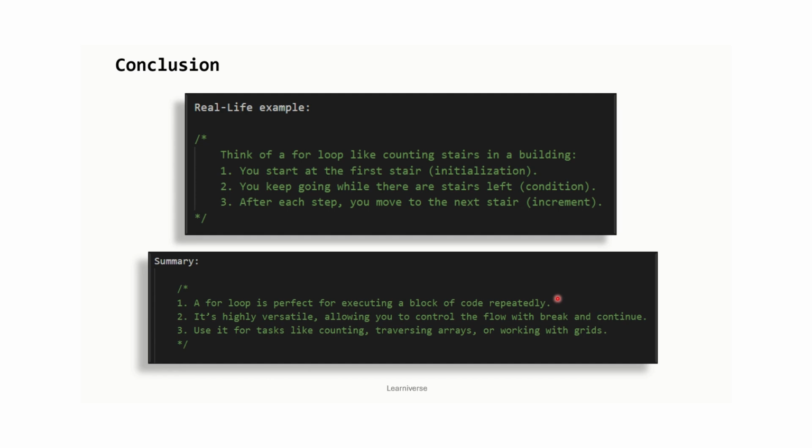And coming to the summary, a for loop is perfect for executing a block of code repeatedly, and it is highly versatile. It allows you to control the flow with break and continue statements. These are very important statements, and you can use them for tasks like counting, traversing arrays, or working with grids.